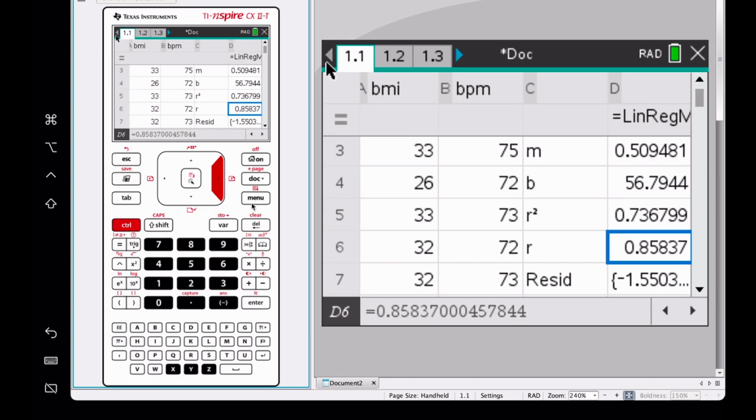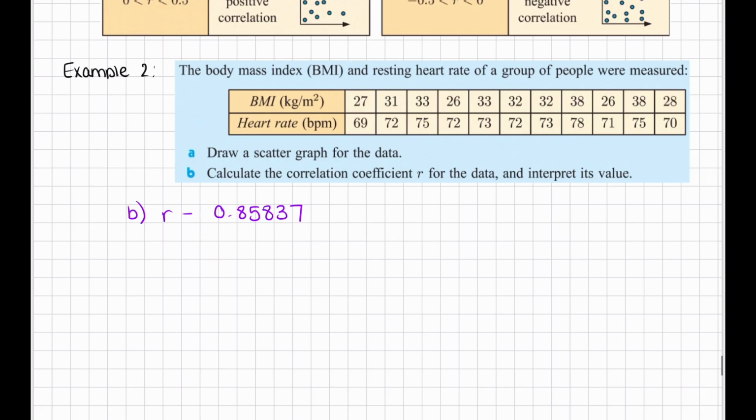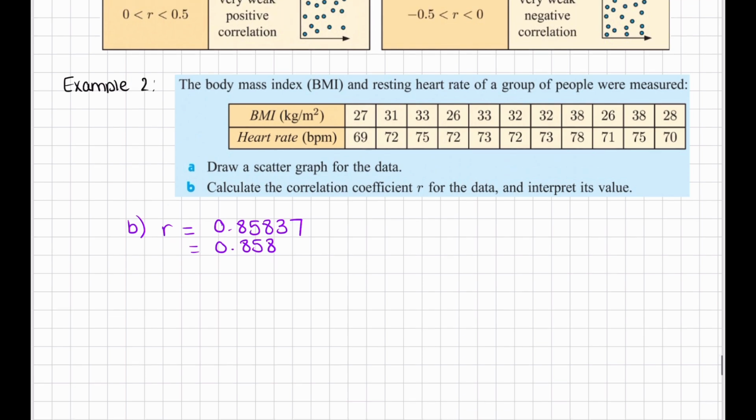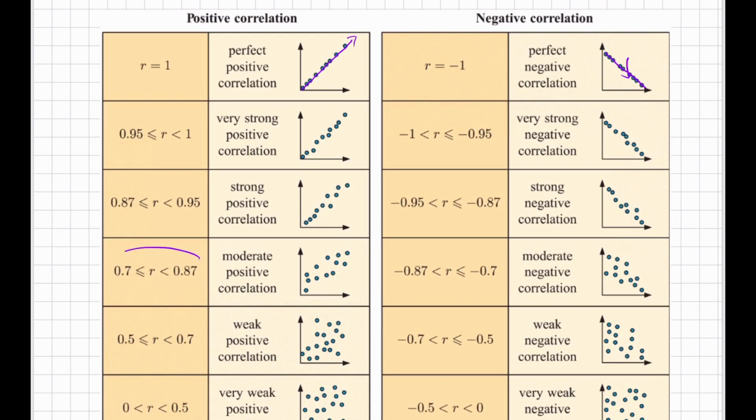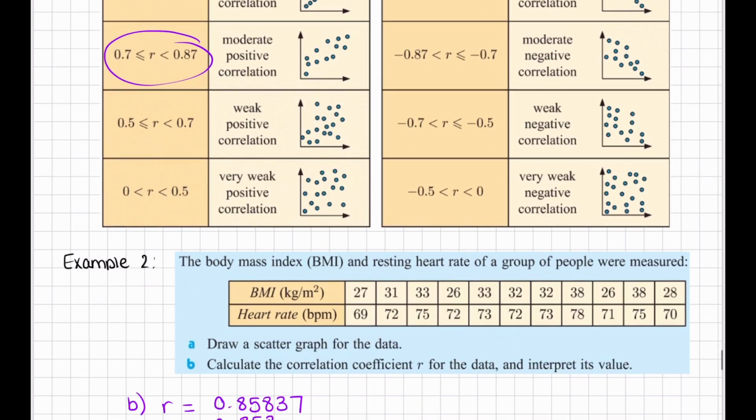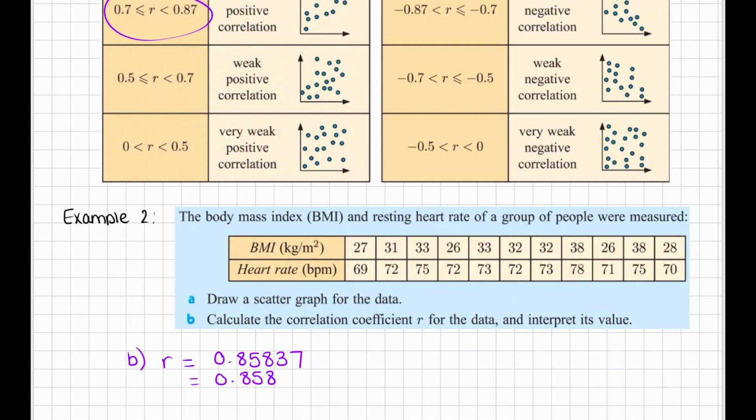Now with that value, we can make our conclusion on the correlation. So the R value was 0.85837, to 3 significant figures, 0.858. Now we can go up to the table up here and we want to see where that falls. And we see it falls into this section here. So we would class it as a moderate positive correlation. Now with a value of 0.858, in some textbooks that could also be considered strong. It's kind of on a borderline, so just be careful there.